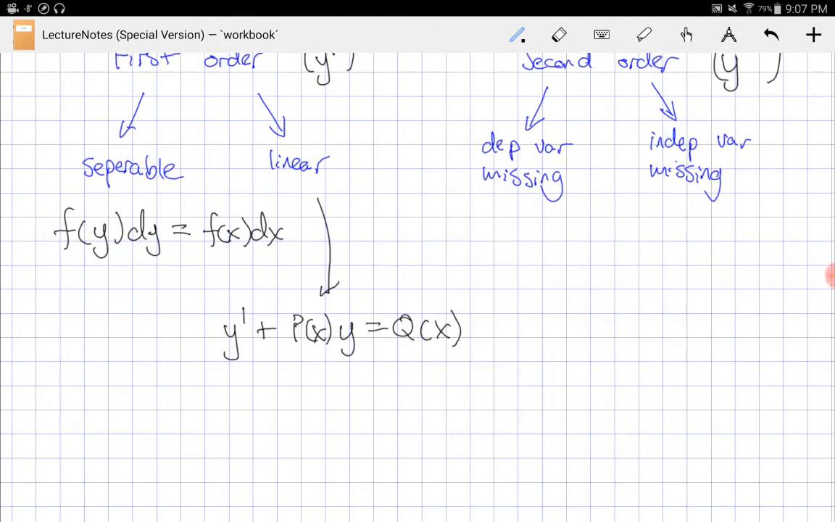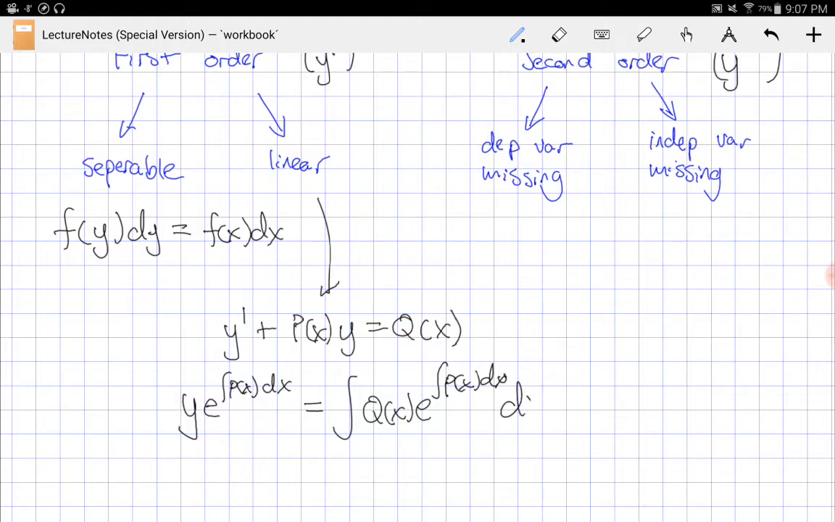And from here, the solution for this differential equation will be of the form y times e to the integral of p(x) dx equals the integral of q(x) times e to the integral of p(x) dx, dx. And so this will be your solution to this particular differential equation.